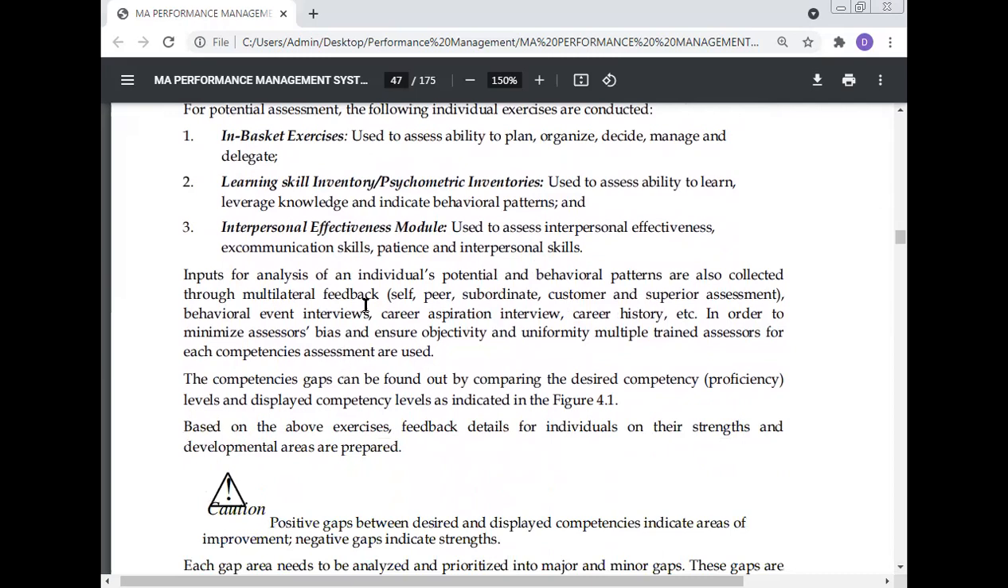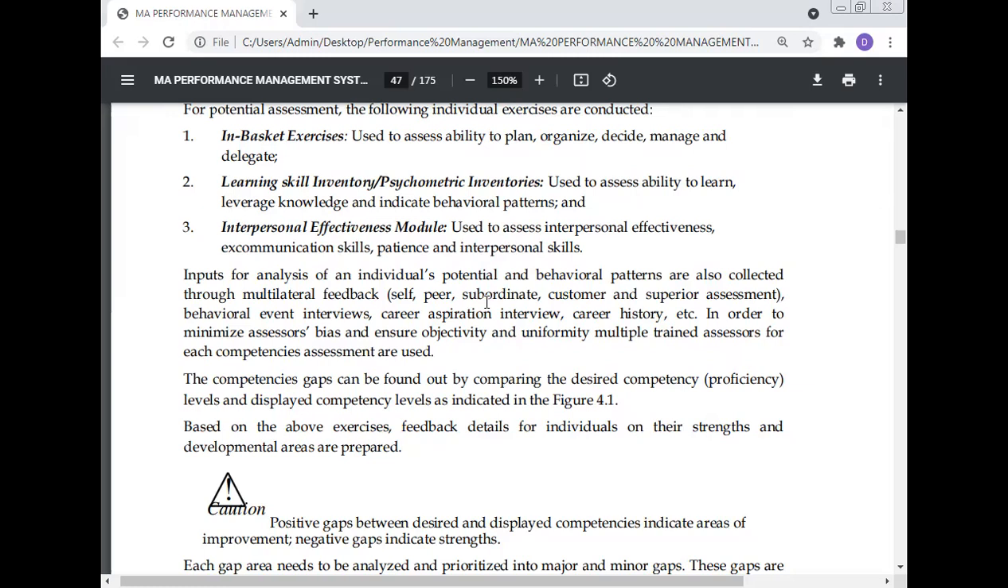Inputs for the analysis of an individual's potential and behavioral patterns are also collected through the multilateral feedback: self, peer, subordinate, customer, and the superior assessment. Behavior event interview, career aspiration interview, career history, etc. In order to minimize the assessor's bias and ensure objectivity and uniformity, multiple trained assessors for each competency assessment are used.